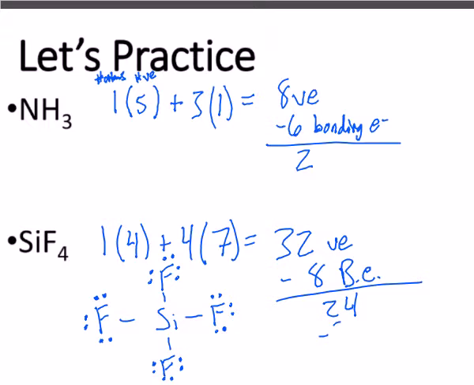Oh my goodness, look at that. 24 is lone pair electrons. So I've got 0 left over. Go back and double check. Is every element happy? Start with your satellite ones.